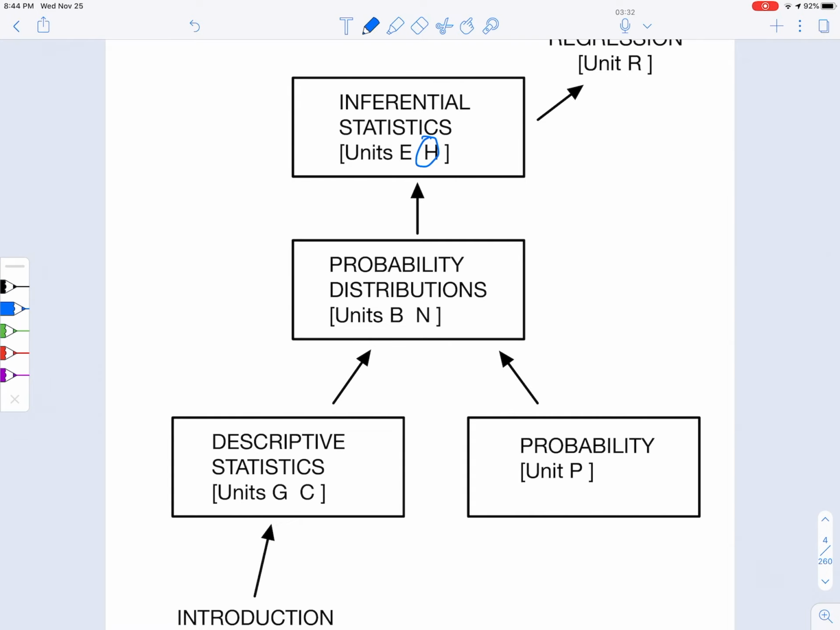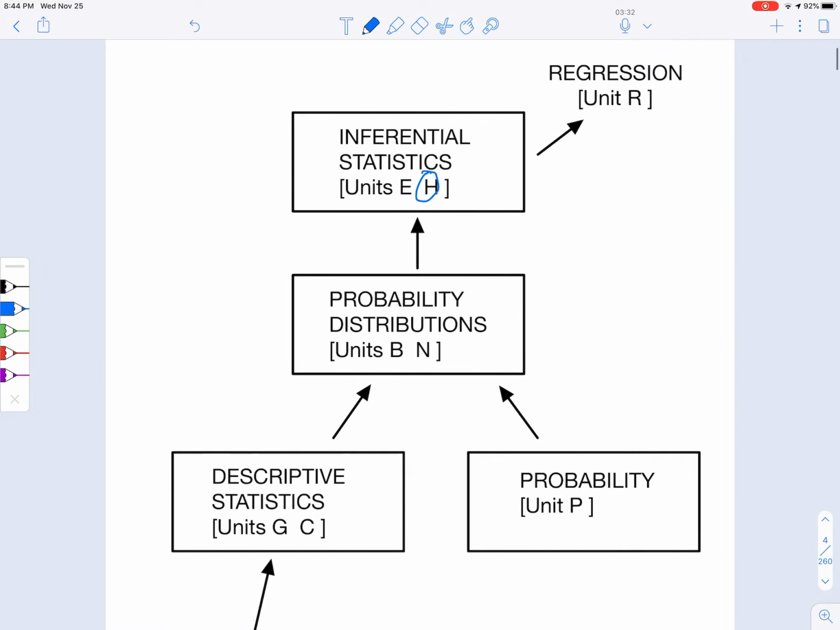So this is the end of the road here. This is where we want to get to. Now, there is actually one small unit after that, which is unit R on regression. This is an application unit.